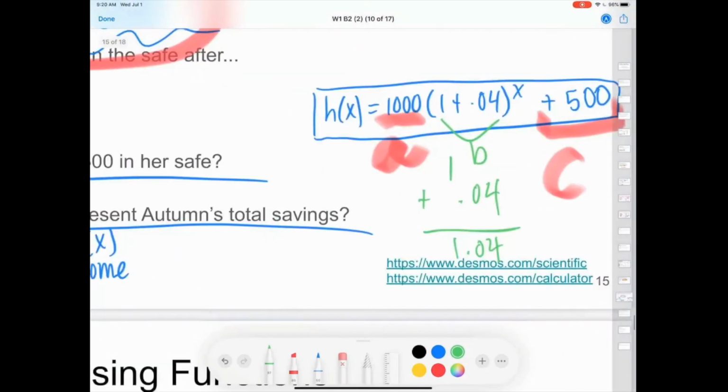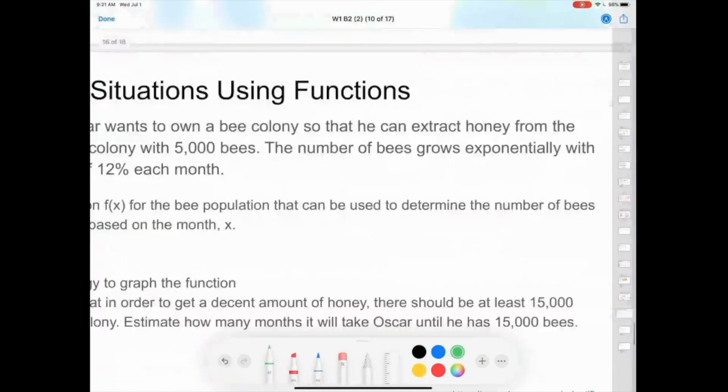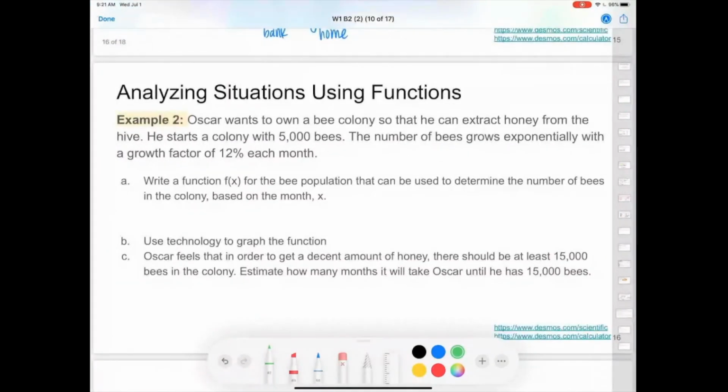I'll stop. Any questions on any of this stuff? On savings? Are you guys good? Give me a thumbs up if you're good. If you have questions, now's your time to ask. Okay, it looks like you guys are good. So we have one more. This is our last problem, and then we're done. Okay. So let's just go ahead and get to it.